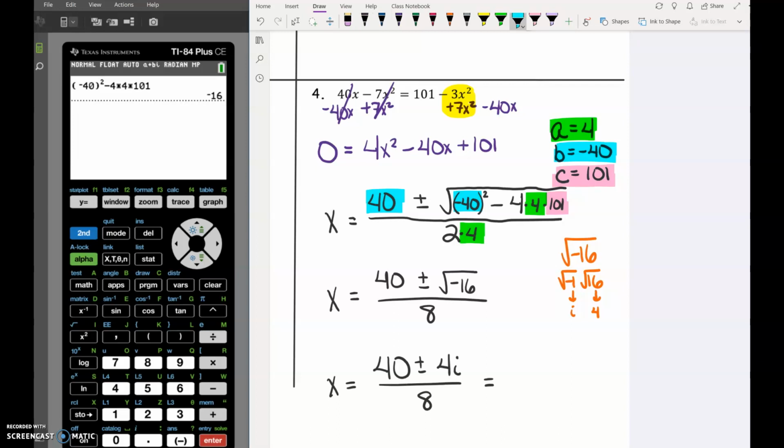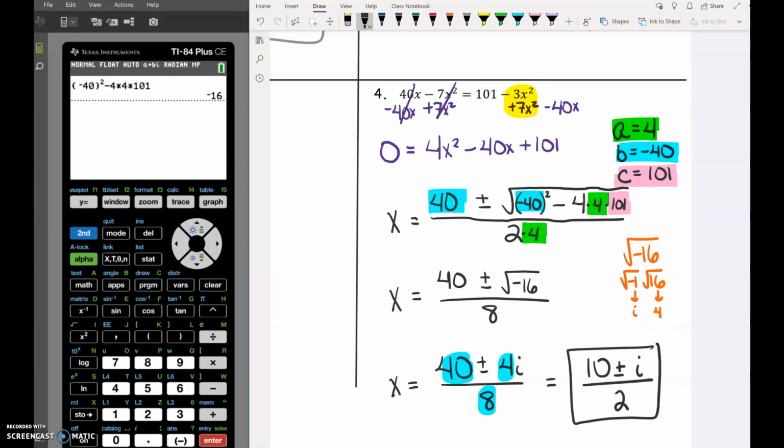Take a look at the real number pieces. You've got the 40, you've got the 4, and the 8. Do 4 and 8 have anything in common? Yes. 4. 40 divided by 4 is 10. 4 divided by 4 is 1. So that would just be 1i or just i. And then 8 divided by 4 is 2. Your answers would be 10 plus i all over 2 and 10 minus i all over 2.